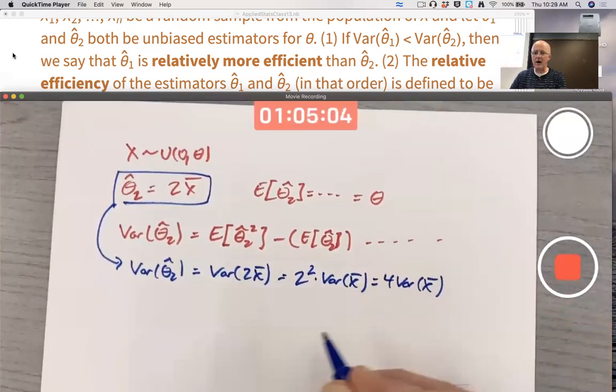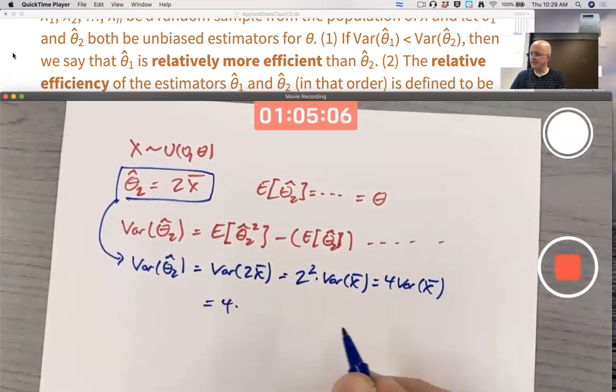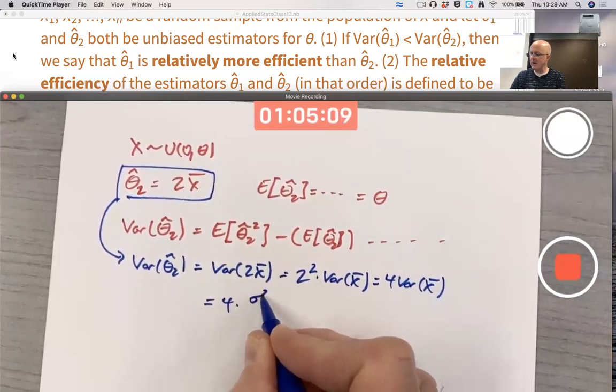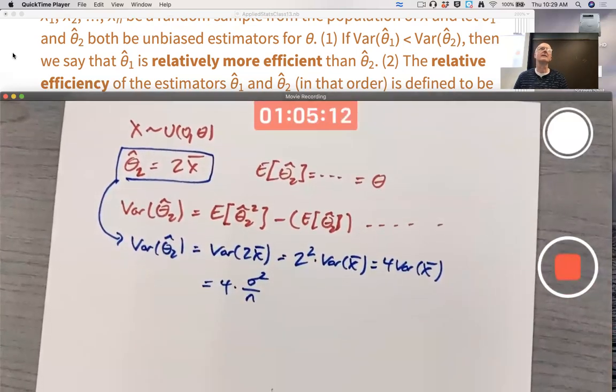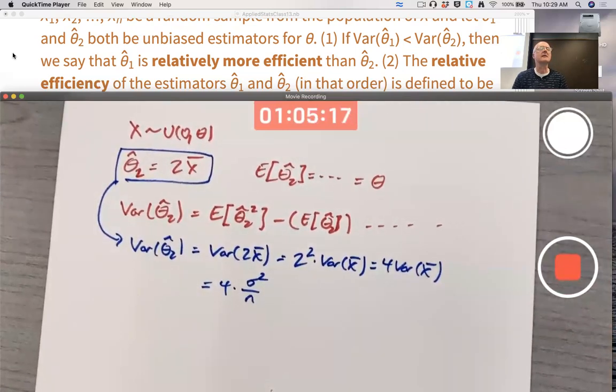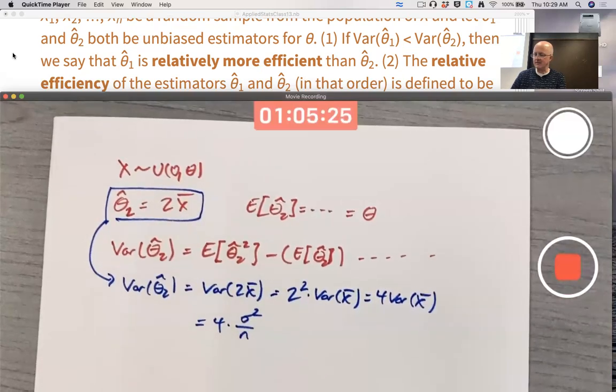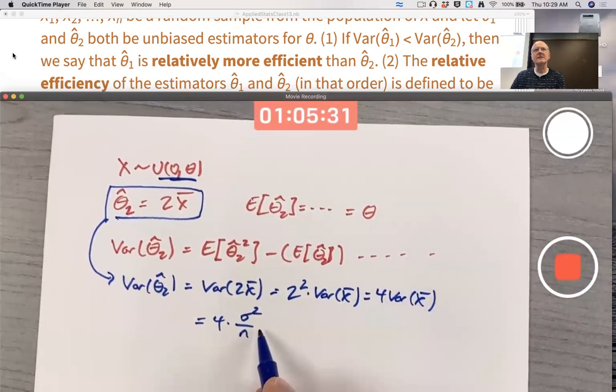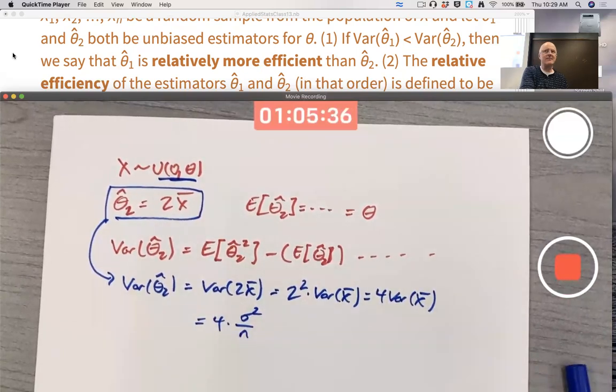But what's the variance of x bar? The variance of x bar is sigma squared divided by n for any random variable that has a finite variance. But this is a special random variable. I should be able to simplify the variance. I do have the formula memorized, but most of you probably don't. So let's look it up in the table.